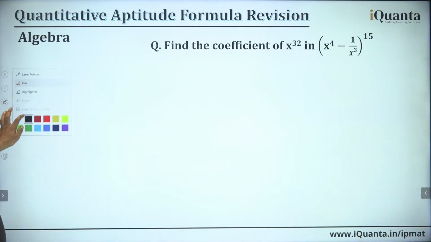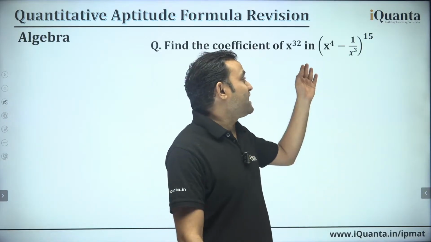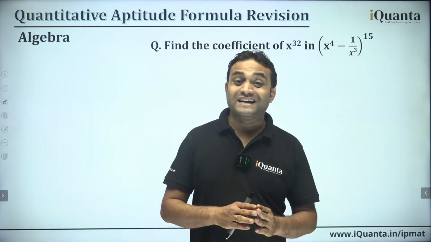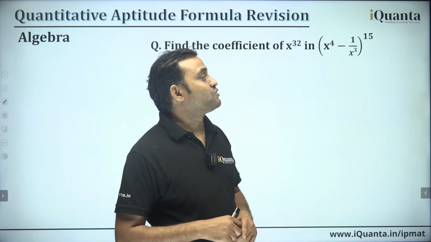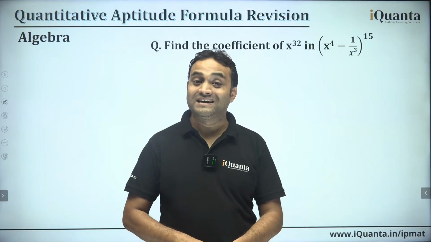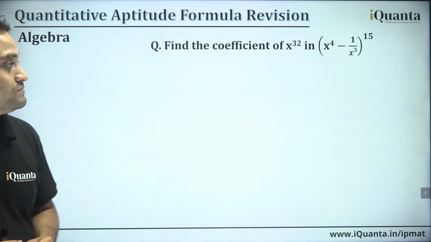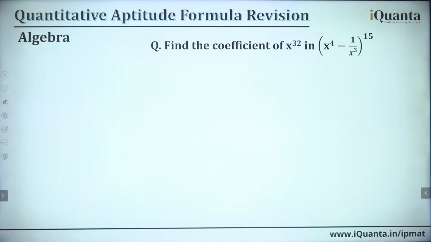Then comes the next question, which says find the coefficient of x to the power 32 in (x⁴ − 1/x³) to the power 15. What will be the coefficient of x to the power 32? So if we expand this, the power is 15, we are getting 16 terms, right? Out of those, one of the terms will have power of x as 32. How do we find that term? If we find that term, then we will be able to find the coefficient of that term. Tell me, what will be that coefficient?